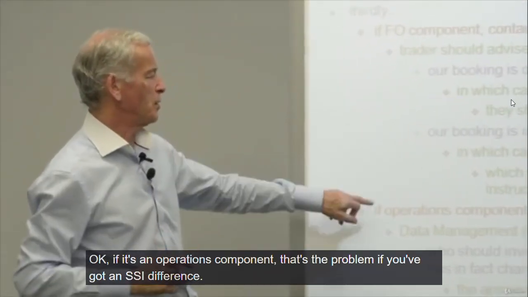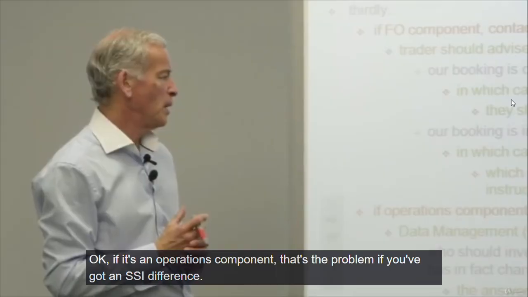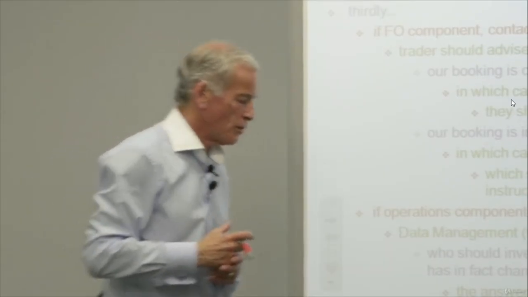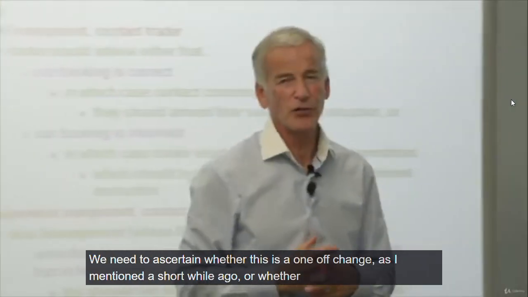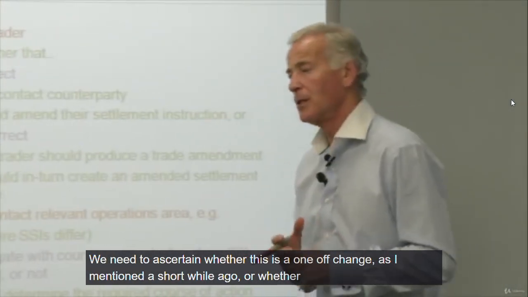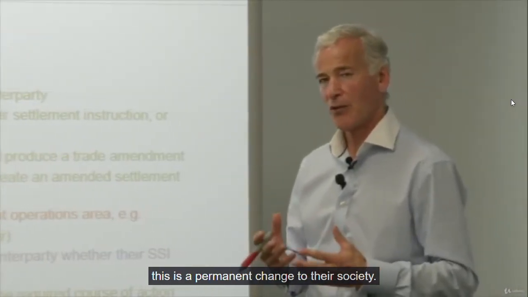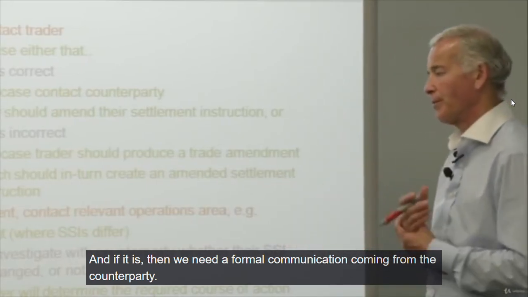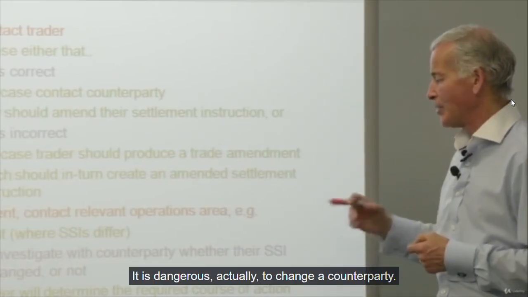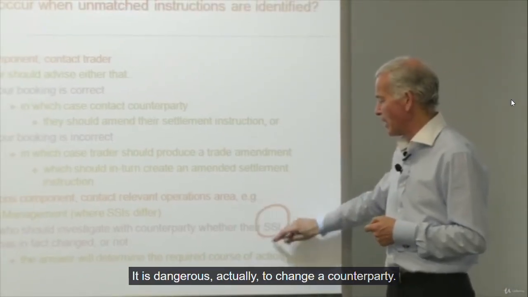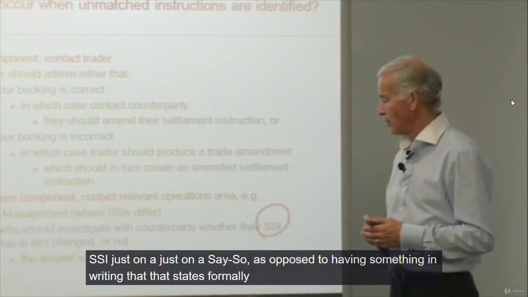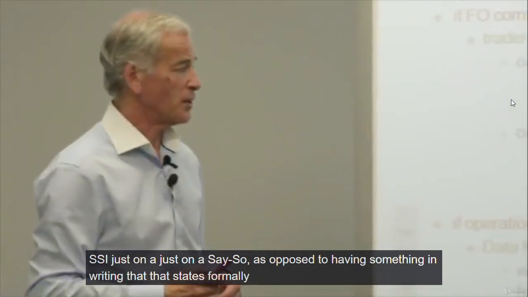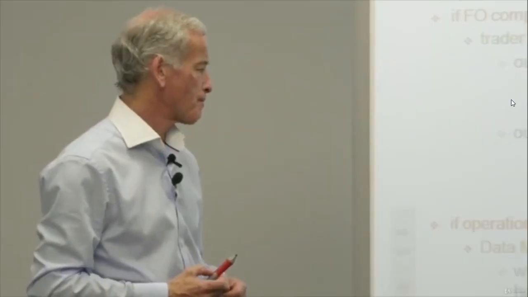Okay, if it's an operations component that's the problem, if you've got an SSI difference, we need to ascertain whether this is a one-off change, as I mentioned a short while ago, or whether this is a permanent change to their SSI. And if it is, then we need a formal communication coming from the counterparty. It is dangerous actually to change a counterparty SSI just on a say-so, as opposed to having something in writing that states formally that there is a change.